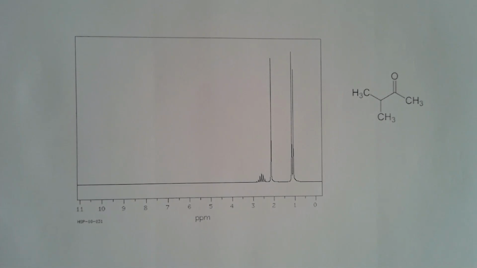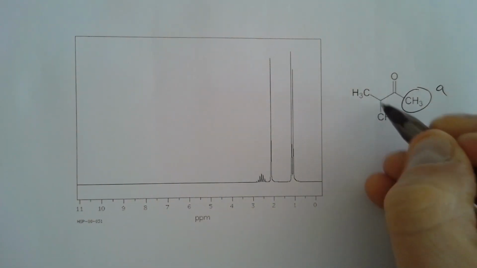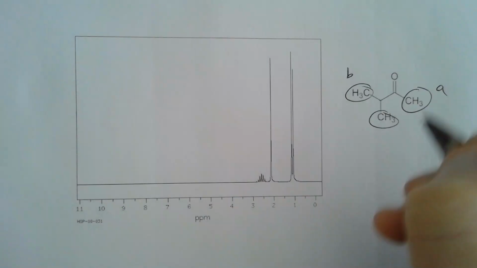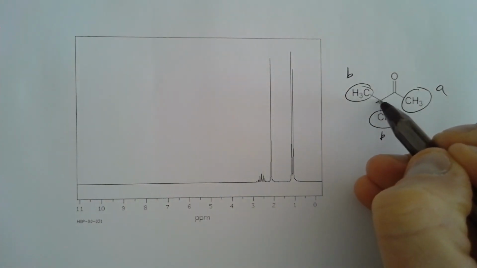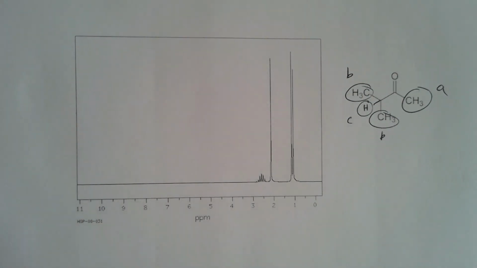This example here, let's work out our hydrogen environments. Environment A, because of the rotation around this bond here, these are going to be equivalent. And don't forget there is also a hydrogen on here, and we'll call that environment C.